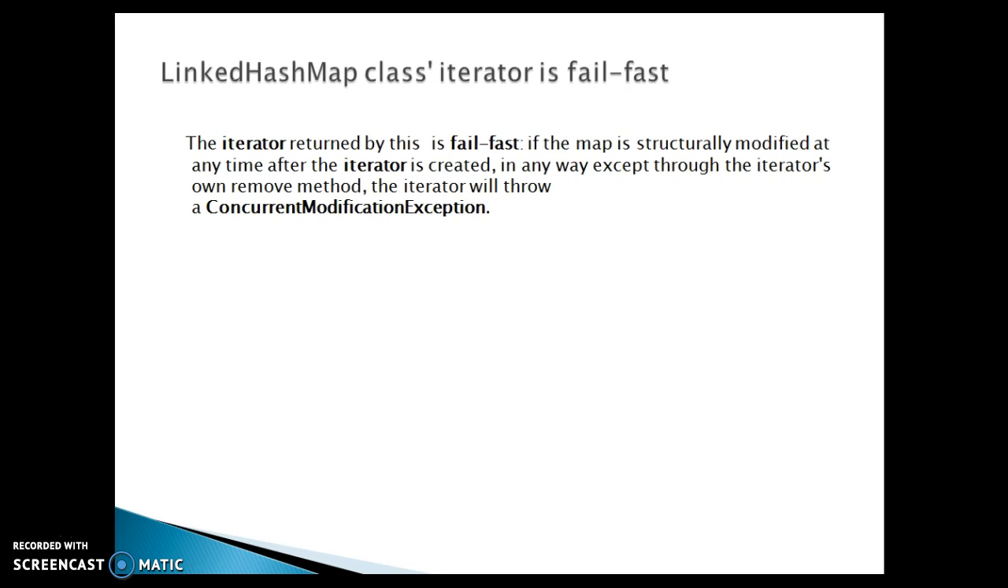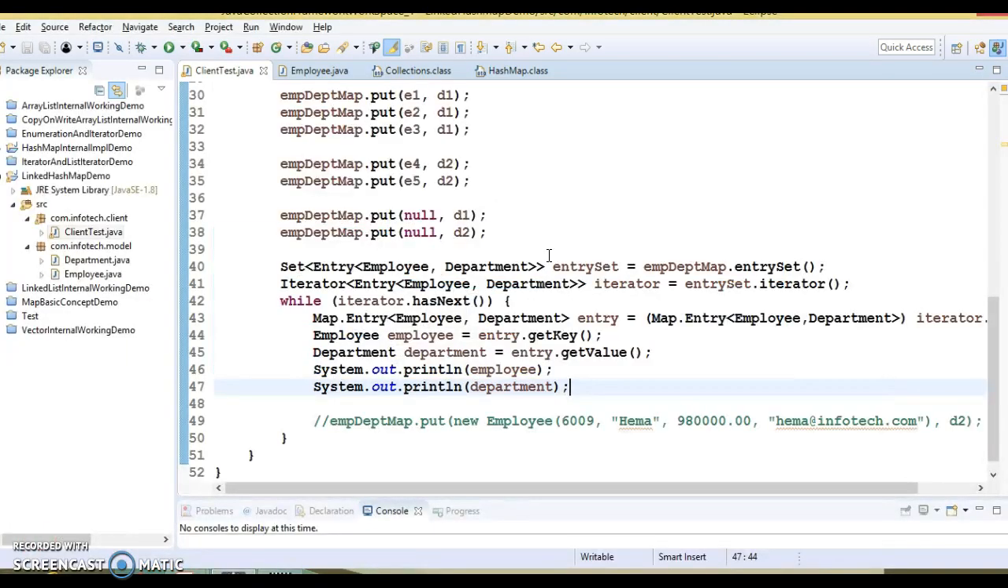So iterator has a remove method, so you can use that one, and that will not throw any concurrent modification exception. Now let's go through the code.